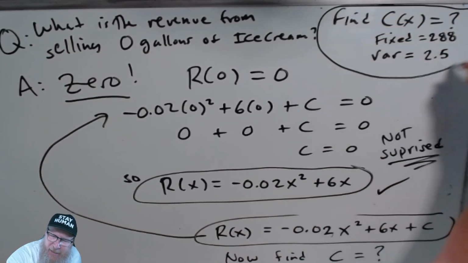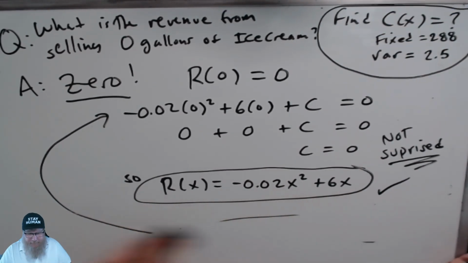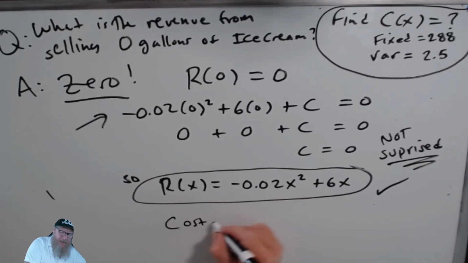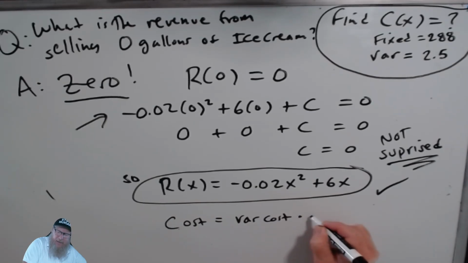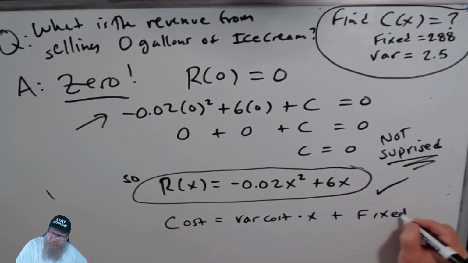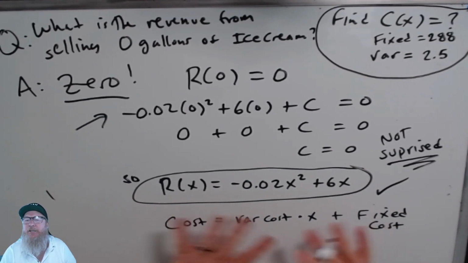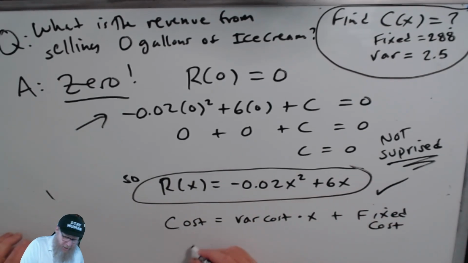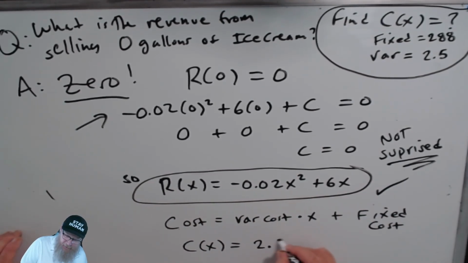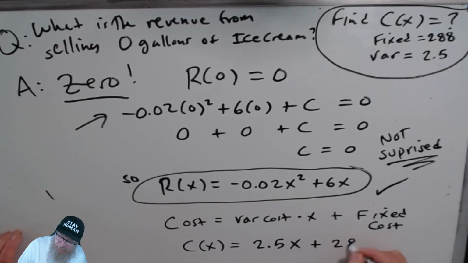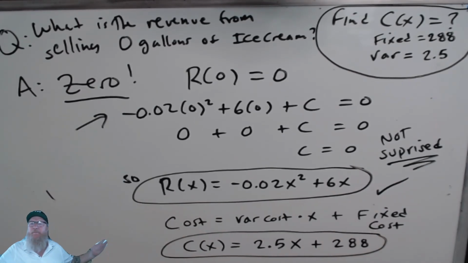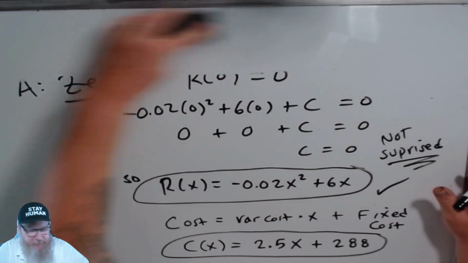Next, we need to find the cost. Cost is very easy. Cost is variable cost times x plus fixed cost. Right? I mean, unless told otherwise, this is the general, we call it the linear model for cost. So cost is $2.50 times x plus 288. And that's it, folks. Once you have the revenue and the cost, it's all downhill from here. You can then find the profit function.